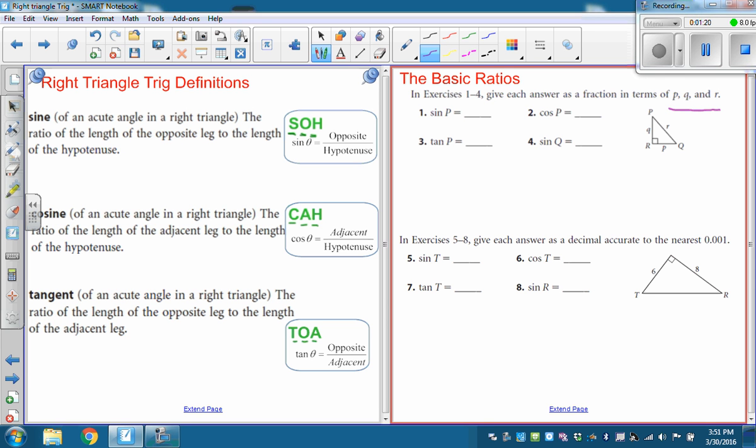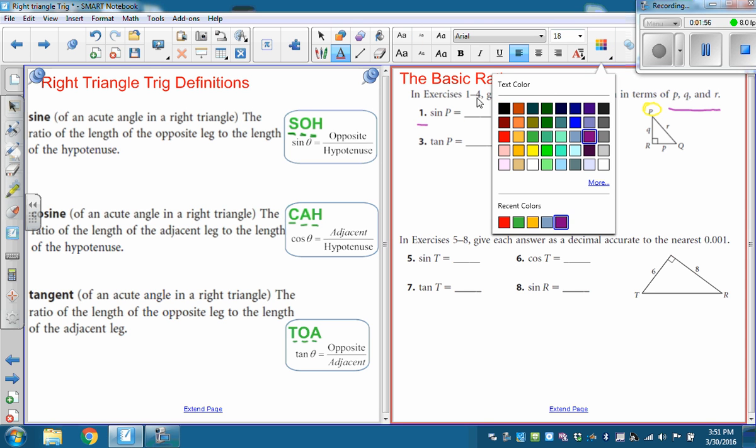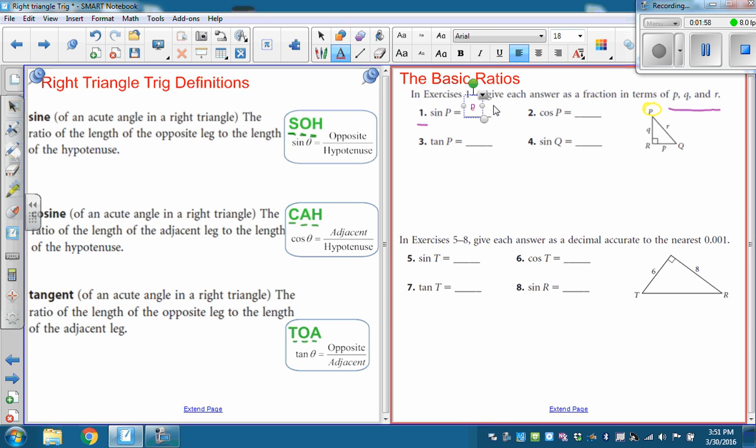If you look at problem number 1, the sine of P, the goal of the problem is just to identify P. I'm going to go to the computer and type here. Identify P, and then remember what it means to be the sine. You look at the triangle, and opposite P is little p, and the hypotenuse is R. So the answer for problem 1 is just the fraction P over R. You just leave it. That's the whole answer.